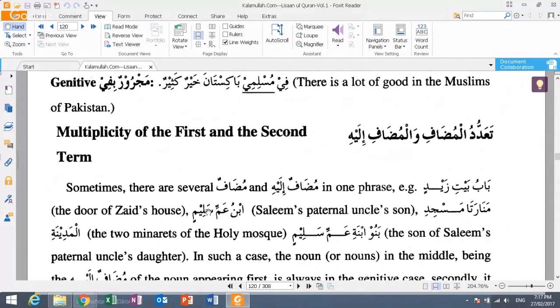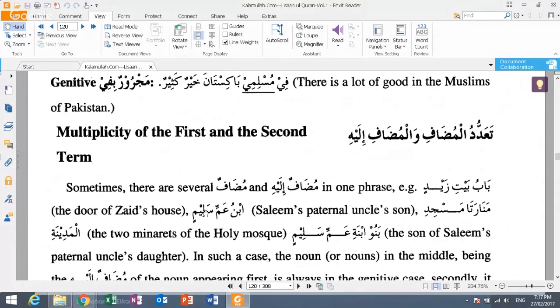Okay, now so far we have learned about simple mudaf, mudaf ilayh. The first one is mudaf, the second one is mudaf ilayh. Now we are going to learn about the chain of idafa. More than one mudaf ilayh. So let's say Maliki Yawmin. Maliki is mudaf, Yawm is mudaf ilayh.